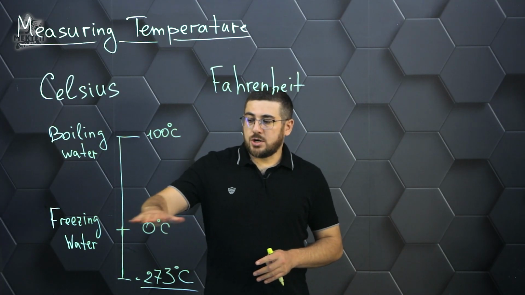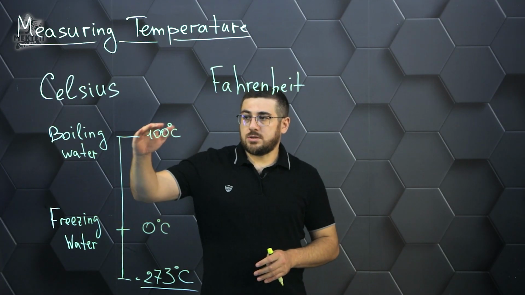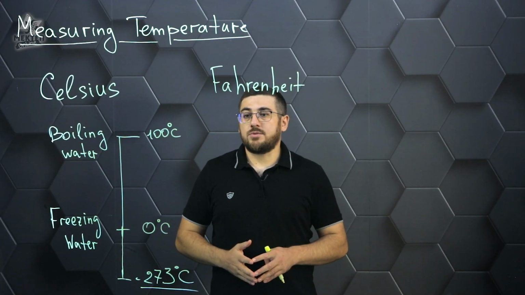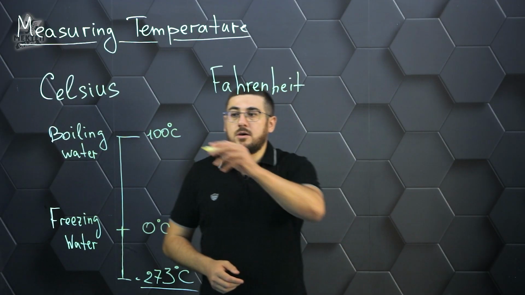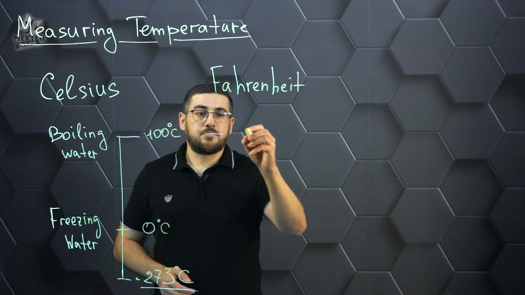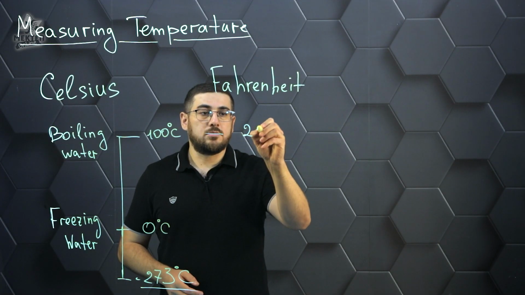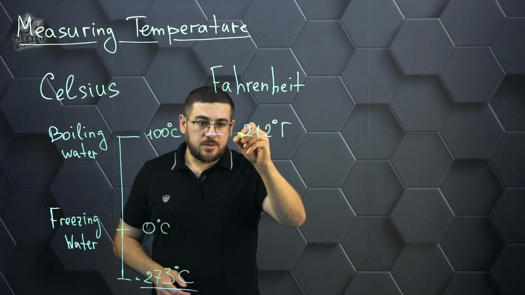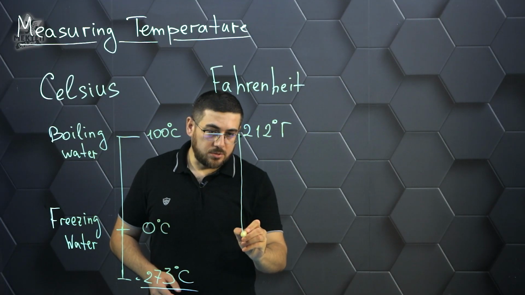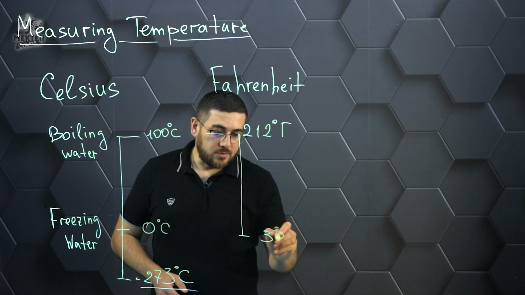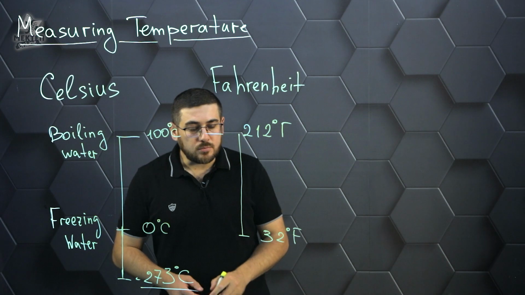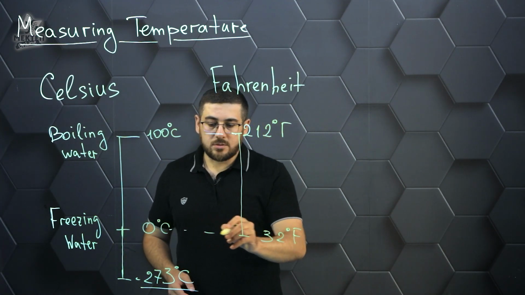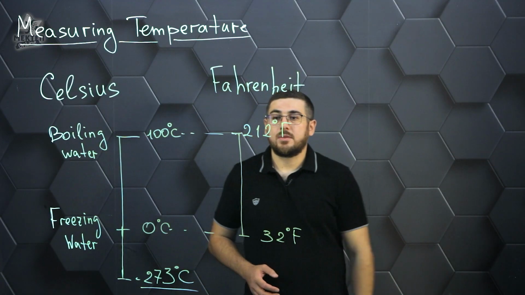But if you look at the points we've made here, which is the boiling of water and the freezing of water, in this case on the Fahrenheit scale. Water boils at a temperature of 212 degrees and water freezes at a temperature of 32 degrees Fahrenheit. These are the two points that we can match up between these two scales.